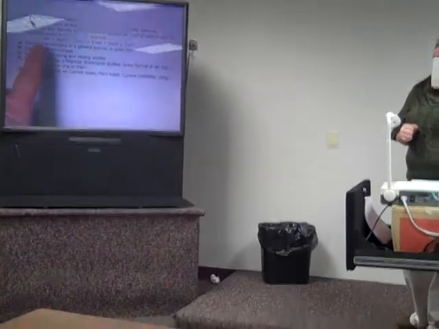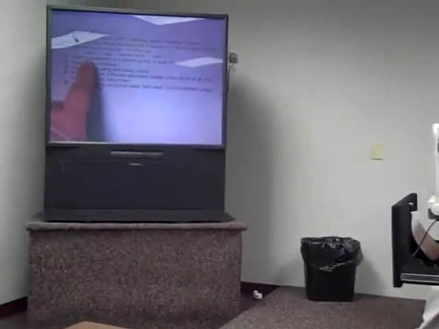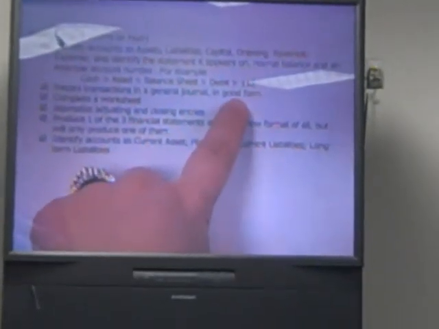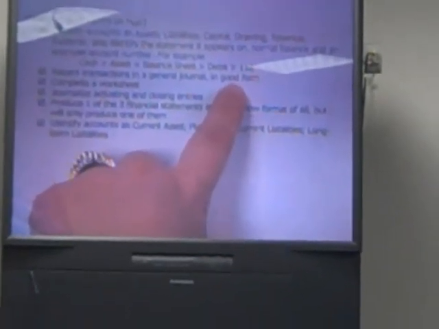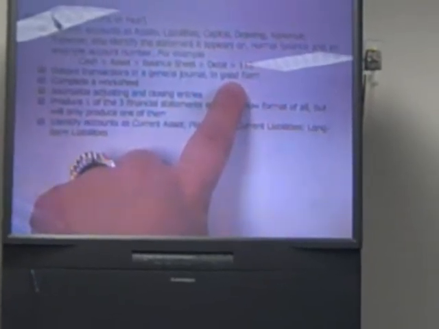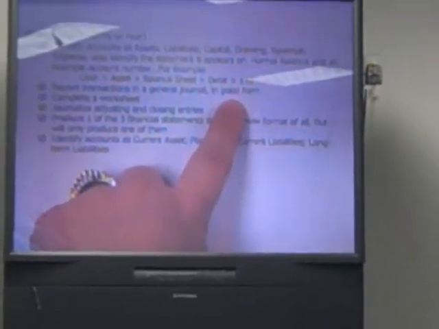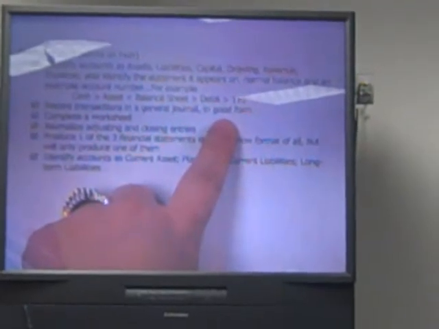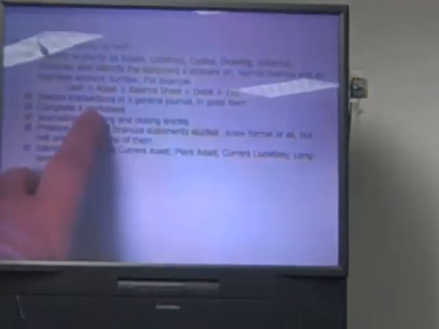You also will have to record regular monthly transactions in a general journal, and I put in good form. That means line your debits up on the left margin. Underneath it, indent your credits. You will not have to write explanations, but you do have to skip a line. Okay? So make sure your format is correct.